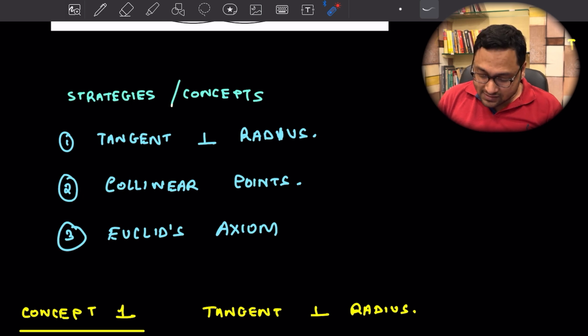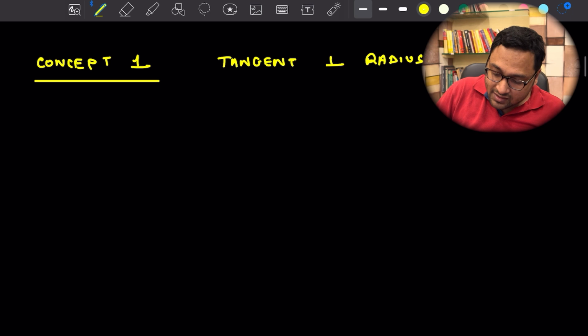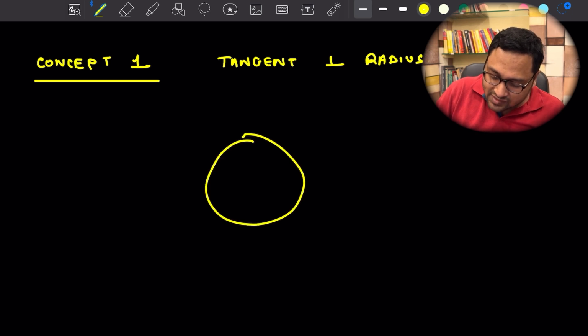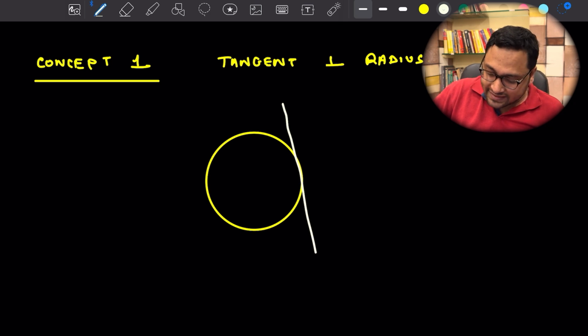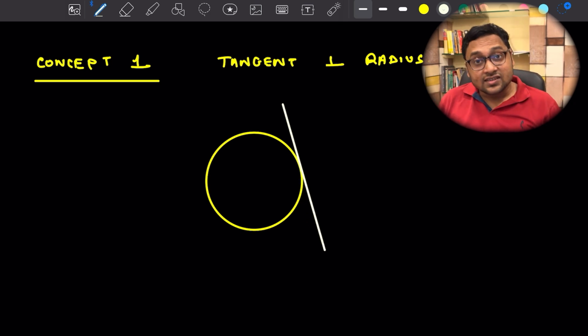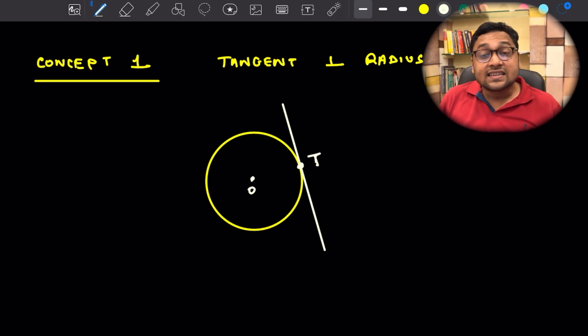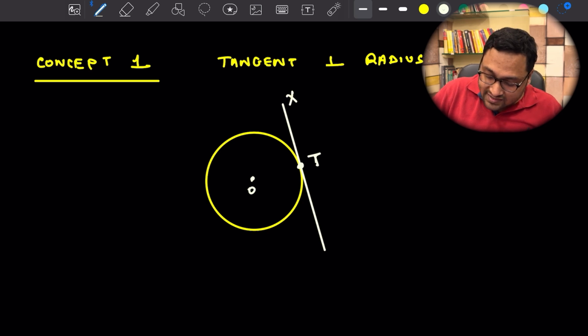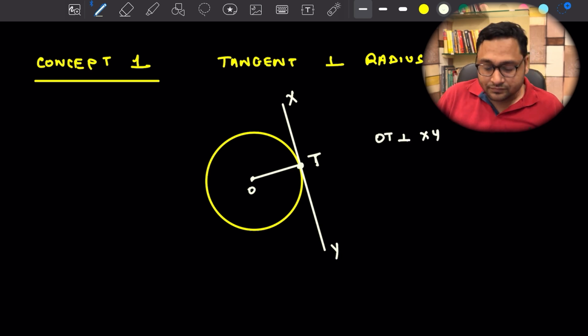Okay? So the first thing is tangent is perpendicular to the radius. This is like this, that if you have a circle and if you have a tangent line, a line just touching the circle, and if it's the center, O, this is the point of tangency, suppose T, and this tangent is XY, then OT is perpendicular to XY.